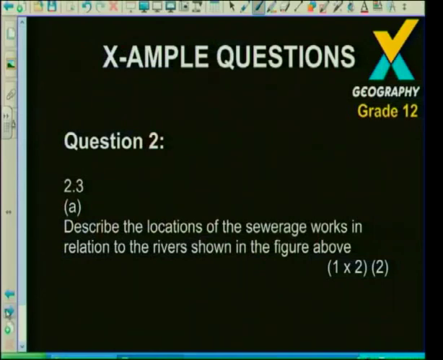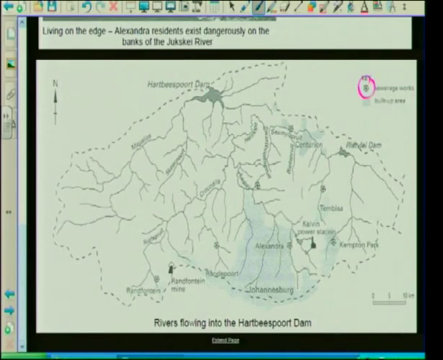2.3a. Describe the locations of the sewage works in relation to the rivers shown above. There's the key that is used for the sewage works. There we can see one. There's another one. Okay, they're located all over this map. And previously, as I stated to you, all of these rivers are moving in a northerly direction, which means, grade 12, that all of these sewage works are found downstream of the main rivers, which ultimately means that the sewage will be collected within those rivers and taken down towards the Hartbeespoort Dam.